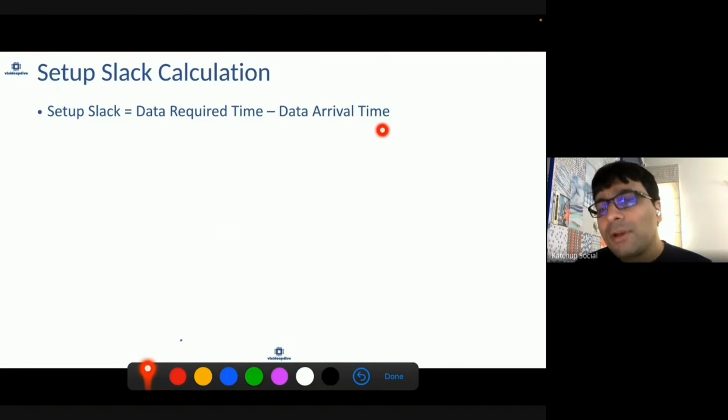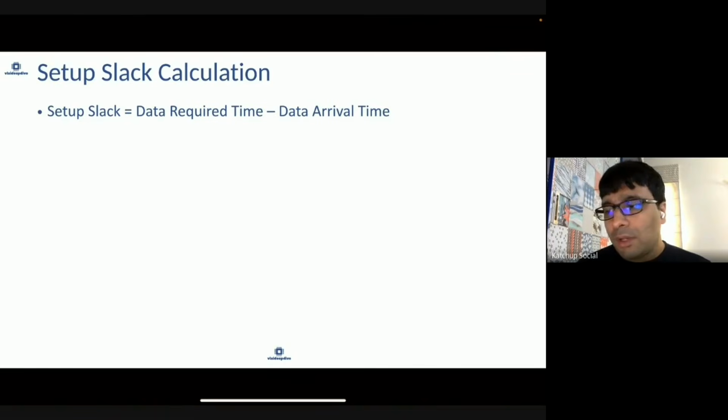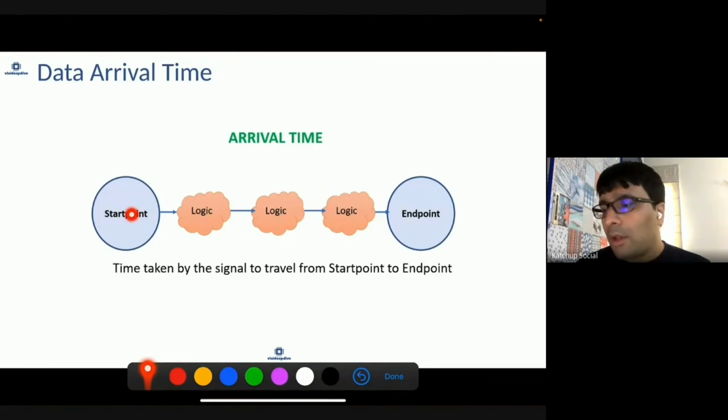What is data required time? Data required time is the time by which data should have arrived, and data arrival time is the time at which data is arriving. Let's understand this example using a picture. Let's say you have a start point here, and the start point is going through certain logic and then coming to the endpoint. Now, when data changes here, there'll be some clock to Q delay, then there'll be some delay through the logic, then there'll be some additional delay through the next logic, and so on.